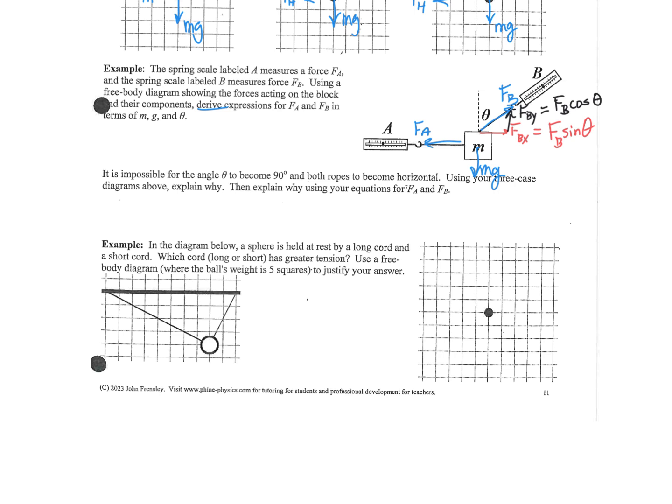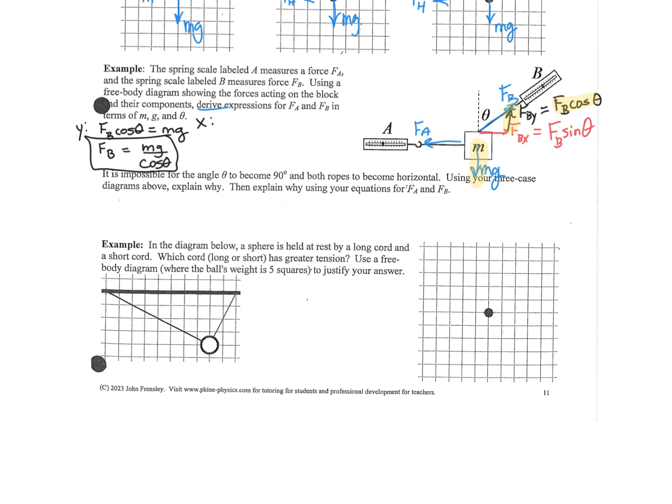But you know what? We know what that is, because we know that this guy and this guy, which is that, are equal because this thing is in equilibrium. So the first thing we know is in the y direction, F sub B cosine theta is equal to mg. So F sub B is equal to mg over cosine theta. So that's F sub B.